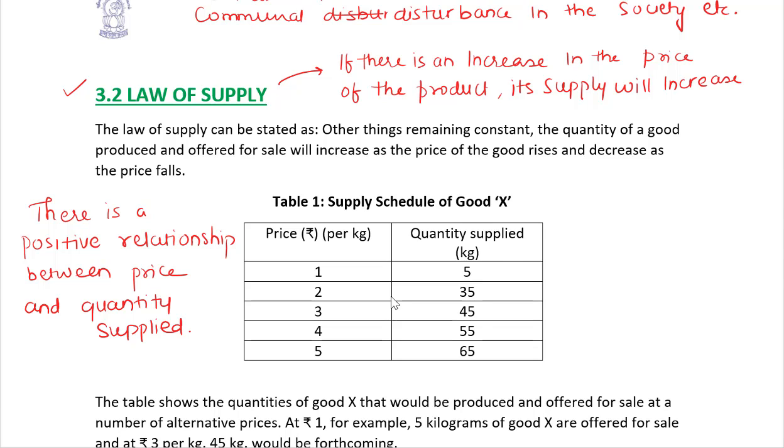Let's read the text now. The law of supply can be stated as other things remaining constant, the quantity of a good produced and offered for sale will increase as the price of the good rises. So there is a positive relationship. If the price of the good will rise, the quantity offered for sale will rise. And if the price of a good falls, the quantity offered for sale decreases as the price falls. Let's see this table. Table 1, that is supply schedule.